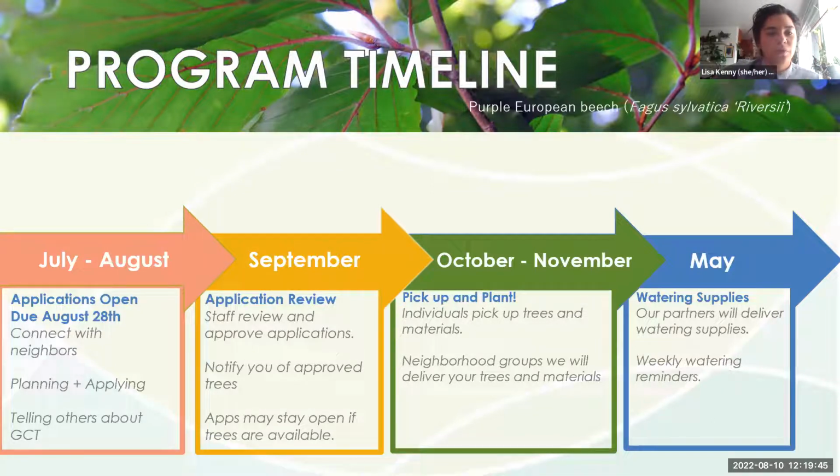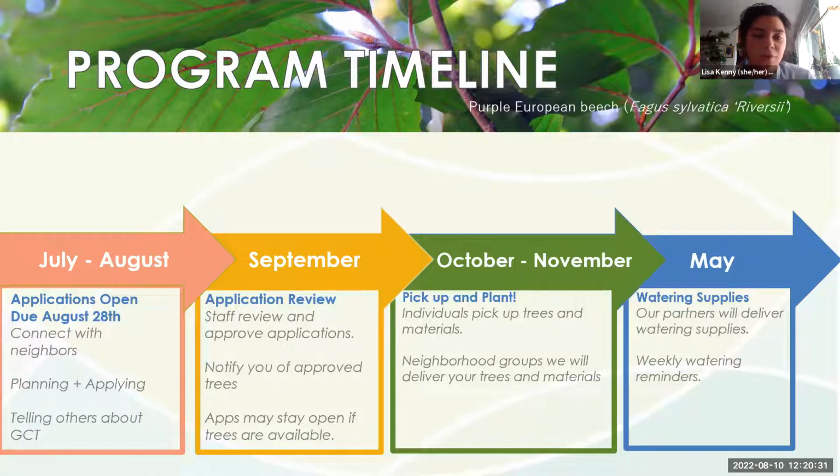After the August 28th date, in September, our urban forestry staff will start reviewing the applications and approving them. We say approve applications, but we don't limit the amount of trees that you can request. During this application review process, we'll only approve you for the amount of trees that fit in your right-of-way space. During this review time in September, if there are still trees available, we'll keep the applications open. It doesn't always happen, which is why we encourage people to apply before this August 28th deadline.